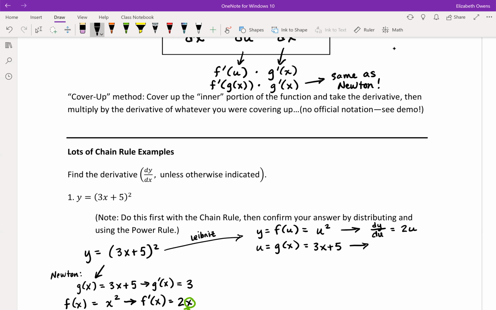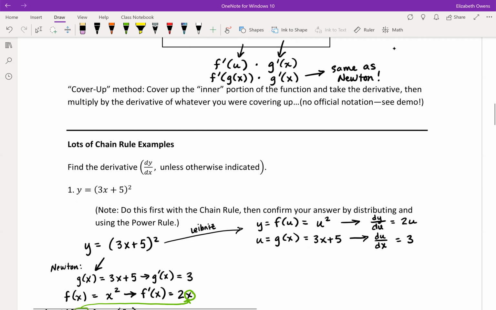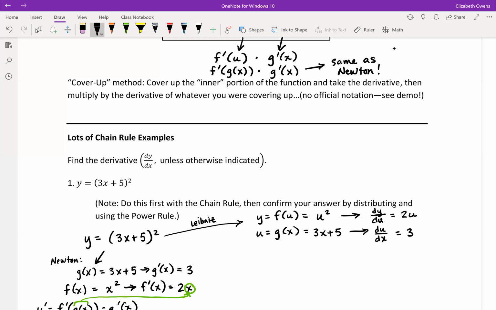And then du/dx, the function u is written here in terms of x. u equals 3x plus 5, so du/dx is going to be 3. And so then dy/dx is dy/du times du/dx. So we'd have 2u times 3. You could say that's 6u.